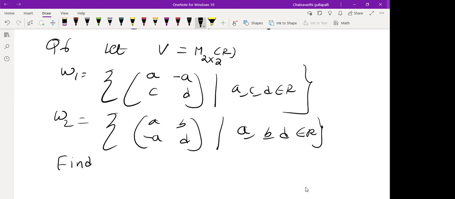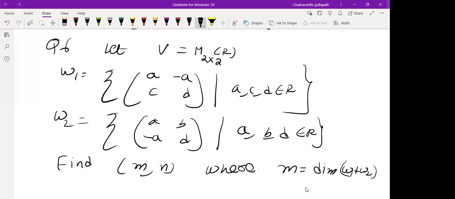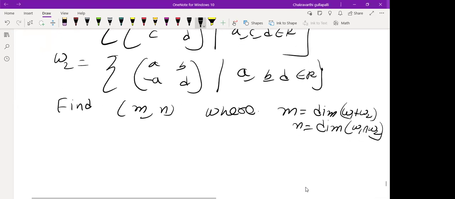Dimension of, that is (m, n), where m denotes the dimension of W1 plus W2 and n denotes the dimension of W1 intersection W2. Let us see. So how to find it?